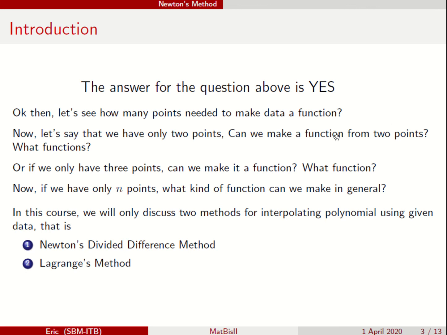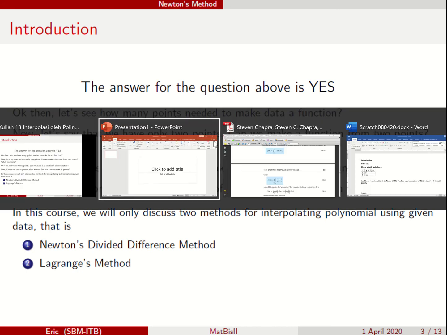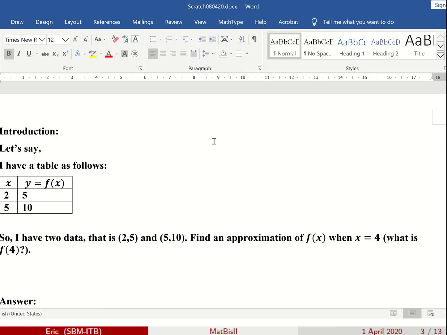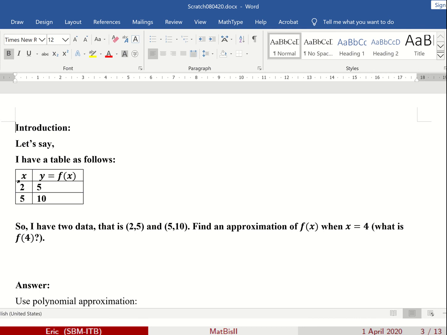Now let's say we have only 2 points. Can we make a function from 2 points? This means we want to find a function that fits 2 points. Let's say that I have a table as follows: x and f(x). When x equals 2, y equals 5. When x equals 5, y equals 10. So I have two data points, (2, 5) and (5, 10).